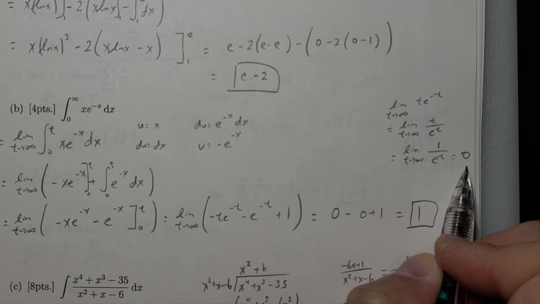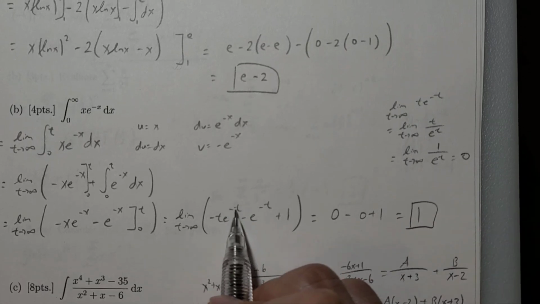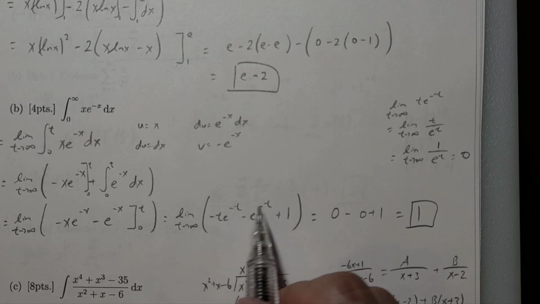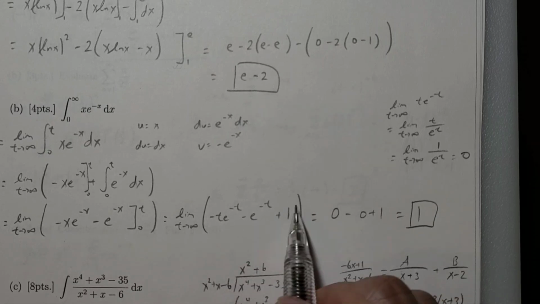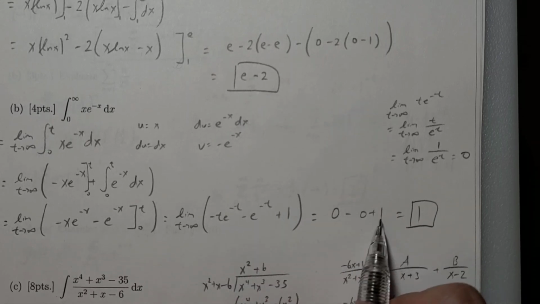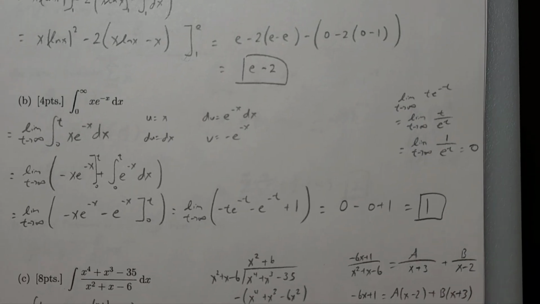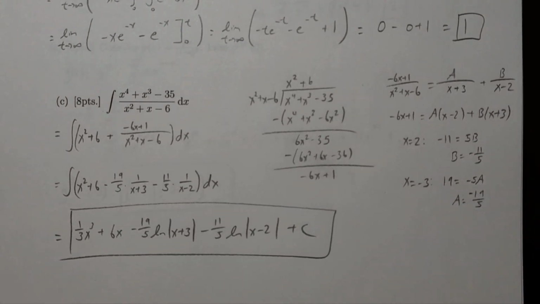And if I take the limit, that's 0. So this guy is 0. This guy, if t approaches infinity, this guy approaches 0 as well. If t approaches infinity, this is a constant, so it's 1. So the final answer is 1. Okay? Last one on this page.